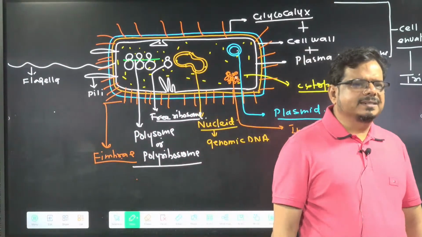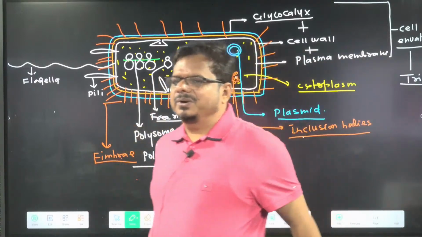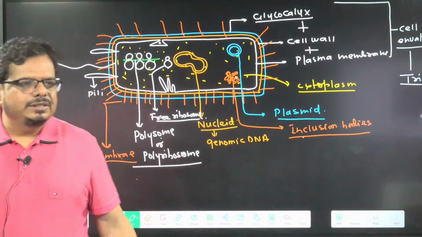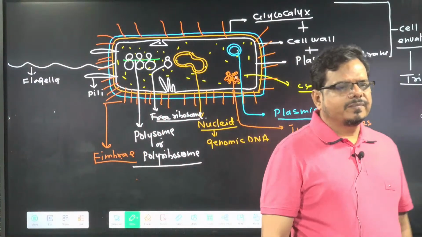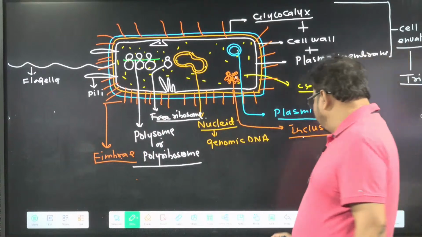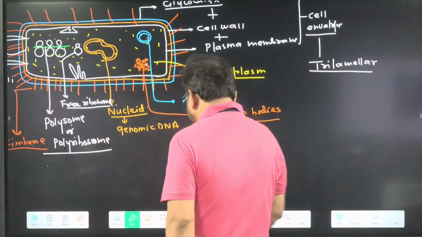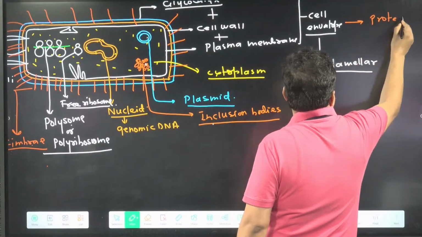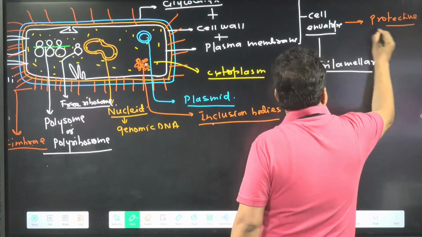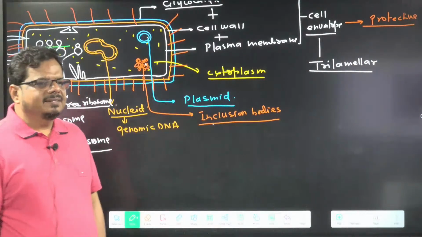Then the prokaryotic cell will finish. Is the structure clear in the mind or not? Tell me. So this is a typical structure of a prokaryotic cell. What is the function of the cell envelope? In one line, if anybody asks, what is the function of the cell envelope? Protective in function. Protection.